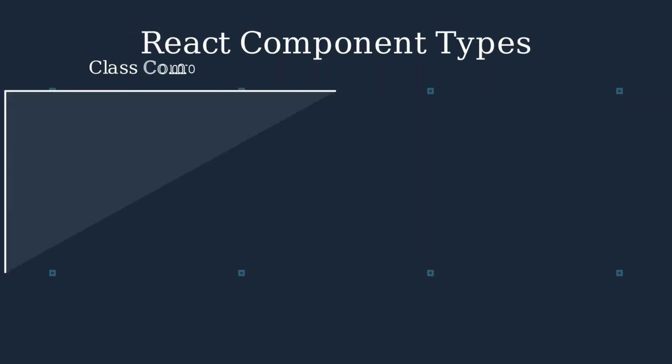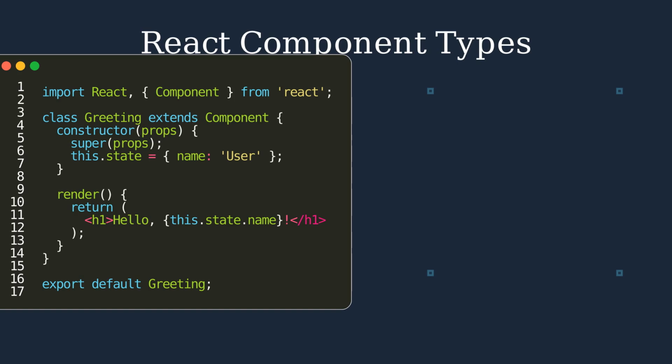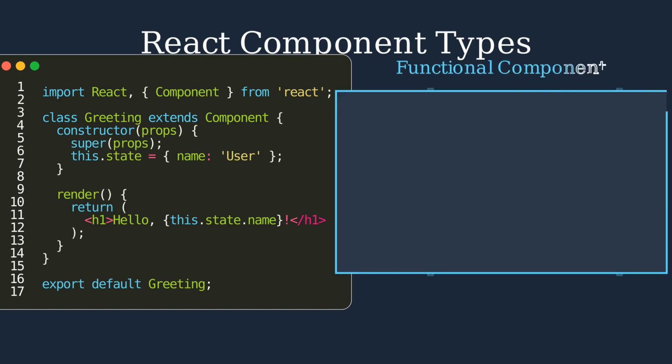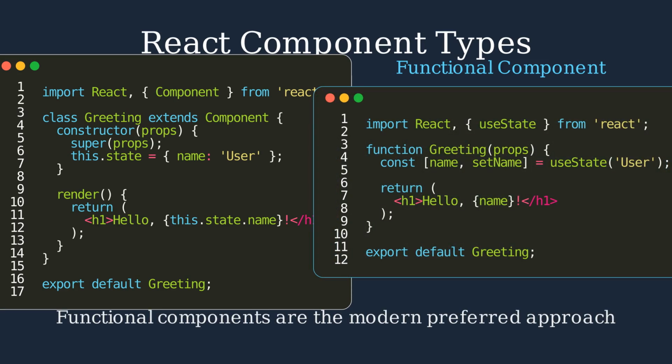React components can be written as functions or classes, with functional components being the modern preferred approach. Functional components are simpler, more concise, and with the introduction of hooks, they can now handle state and lifecycle features previously only available in class components.